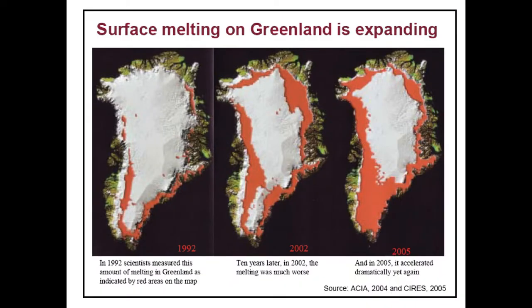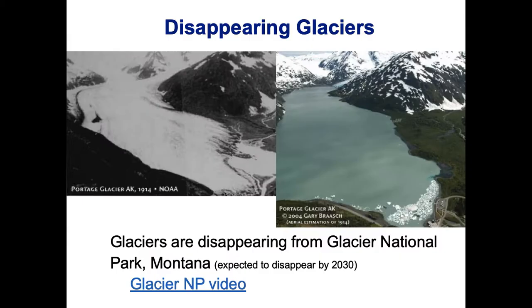We see surface melting on Greenland is taking up more and more space each year. So this is Greenland. Greenland has a ton of ice on it. It is a very large island. And you can see the ice expanse and the amount of areas that are melting in 1992, in 2002, and 2005. And so there is a lot of water coming off of Greenland. And that is a problem for sea level.